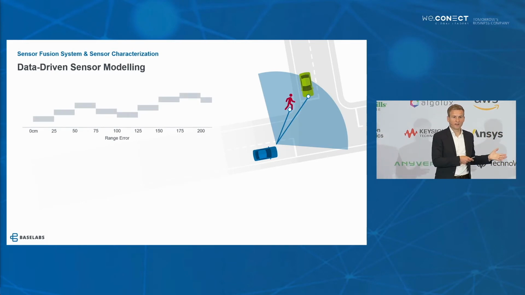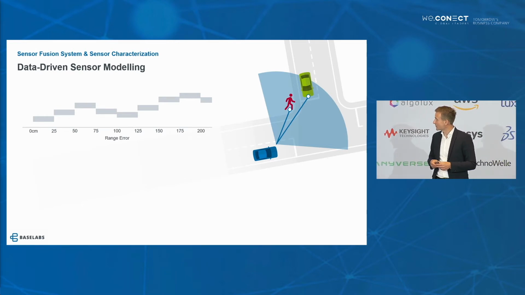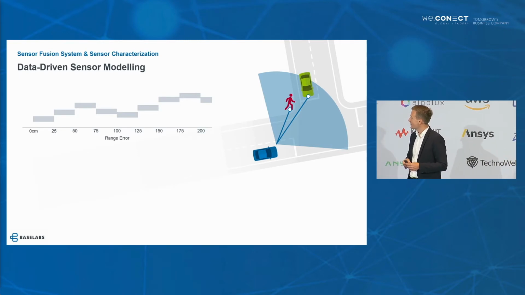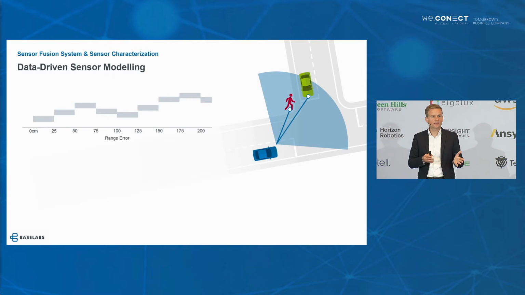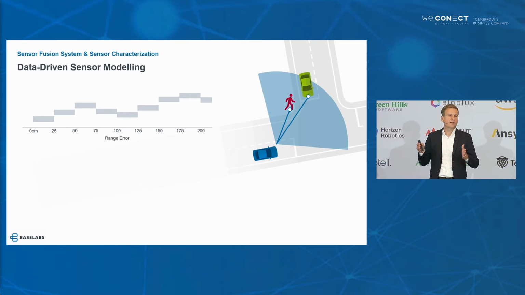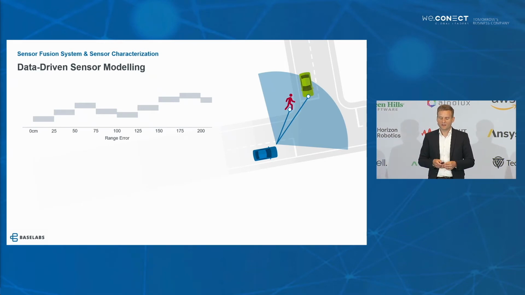From that, he can extract a simple 1D histogram that shows the frequency of the errors over the range error. In this example, we see that there are some moderate errors on the left side, but there are also some really high errors on the right side of this histogram. And the developer may ask the question, why is this? Why do we have those large range errors on the right side?